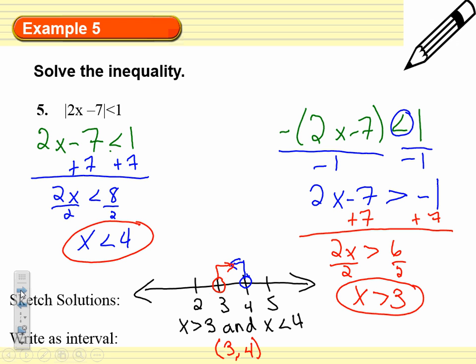All right, ladies and gentlemen, please make sure that you have all 5 of these examples written down in your notes, please.